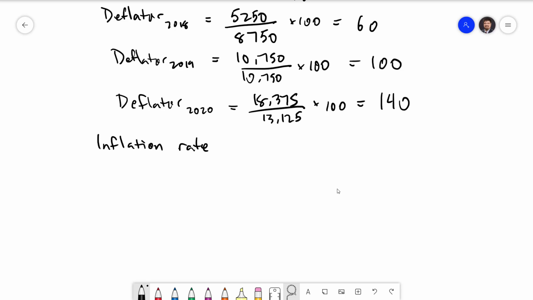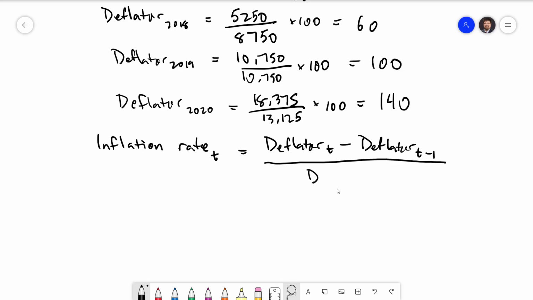The inflation rate in year t is defined as the GDP deflator in year t minus the deflator in year t minus 1, so that's last year, divided by the deflator from last year. Multiply that by 100%. So the inflation rate is the percent change in the price level from last year to this year. Let's calculate the inflation rate for our example.